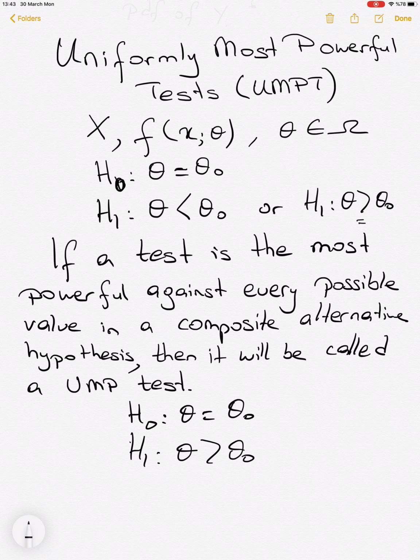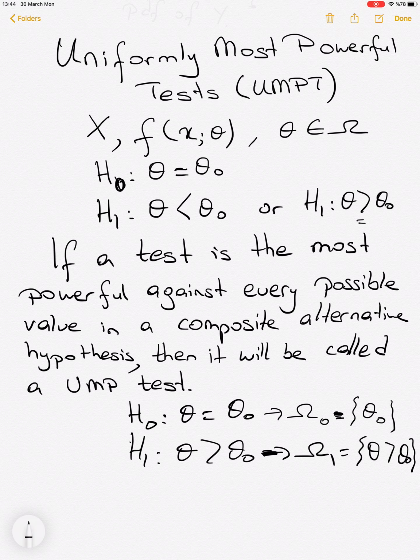And then every possible value, so we have infinitely many numbers. Here, if we define the null space, we only have theta 0. And if we define the parameter space for the alternative, it is defined by theta greater than theta 0. So we have infinitely many numbers here, all of them greater than theta 0. So what is the testing procedure here?